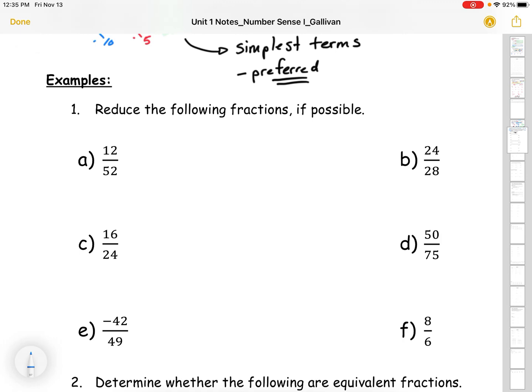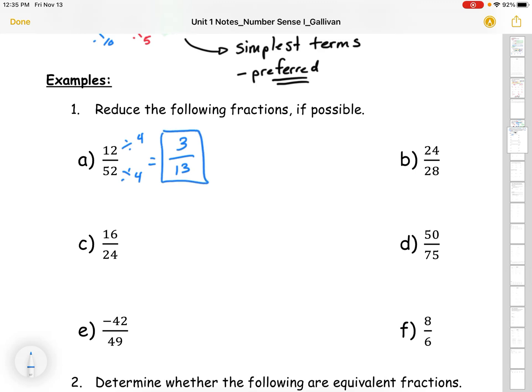So if I have 12 over 52, I know, because I know cards, that both the top and the bottom can be divided by 4. So 12 divided by 4 is 3, and 52 divided by 4 is 13. Now, that would be my lowest terms. There's no number that I can divide 3 and 13 by, so this would be my lowest terms.